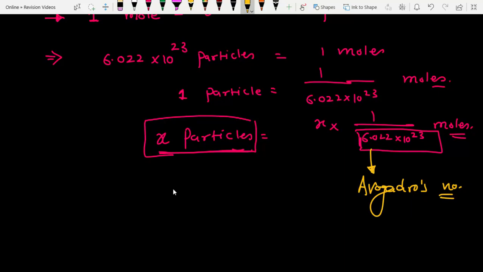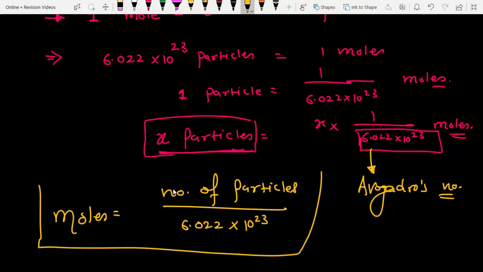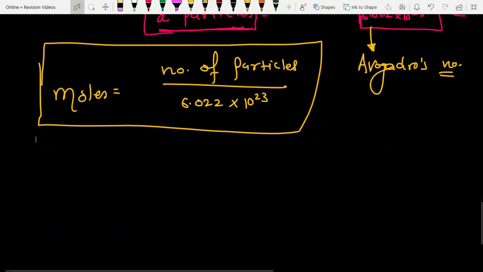So based on that, you will calculate moles is equal to the number of particles upon 6.022 into 10 to the power 23. So this is one of the methods to calculate the number of moles of a substance based on the number of particles.